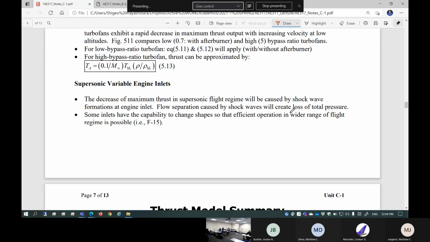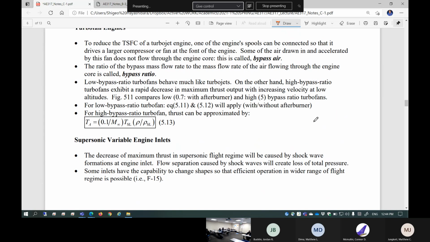And then, of course, you can combine turbojet or turbofan with the supersonic variable engine inlet. You're going to design a high-speed airplane to avoid the shock wave created from the lip of the engine inlet hitting the compressor blade, which is going to induce the stall of the engine. So oftentimes the design of a variable engine inlet is required.